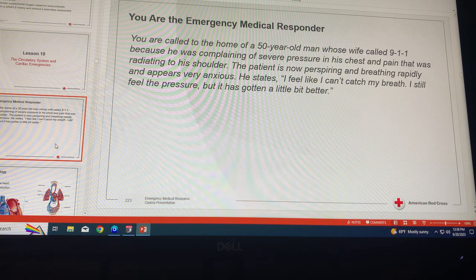Okay, we are going to discuss a scenario here in which you are the emergency medical responder. This is something that we discuss in person, so just pay attention here to the scenario.